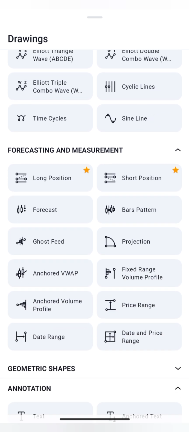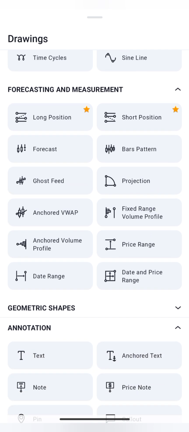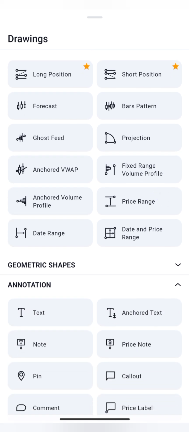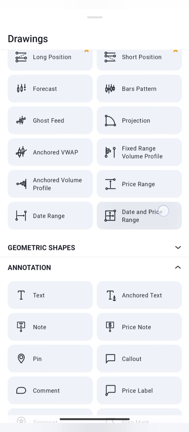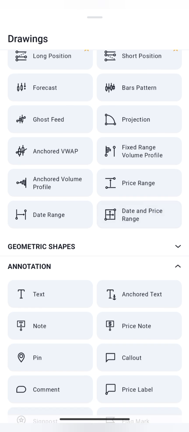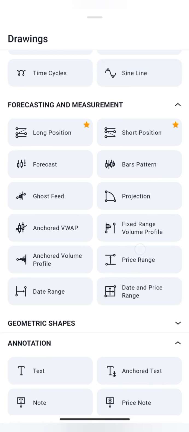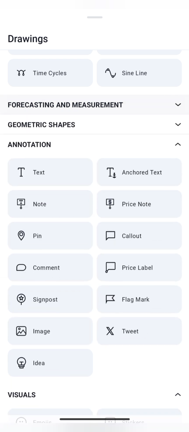Now, forecasting and measurement. You need long position. We've treated long position. Long position is you buying. You need short position. If you are buying, there will be times that you'll be selling. You can't just be buying. Okay? So these two are very important. Some people do use price range, date and price range, but I don't use it. I will not say it's not necessary. Maybe along the line of your trading journey, you find it necessary. You can input it in your favorites.